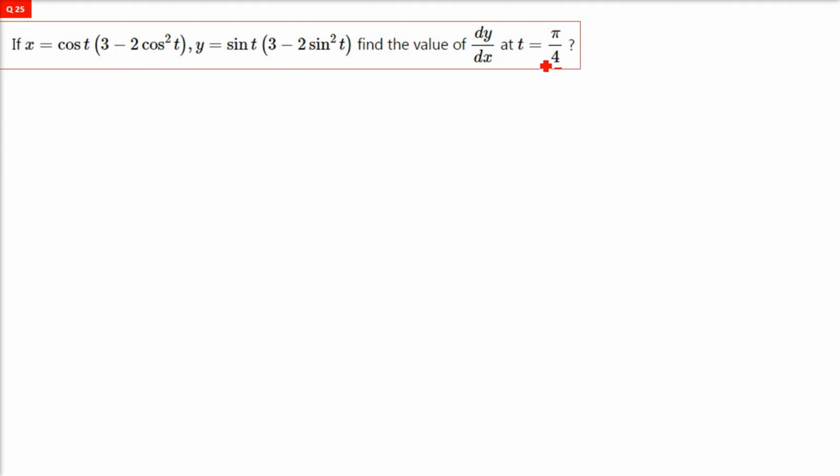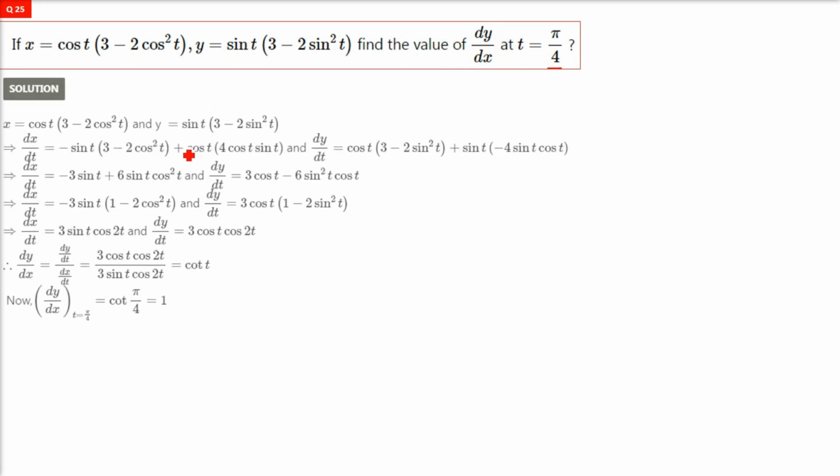Next one is t equals pi by 4. We have to find out dy by dx. So this is a very straightforward question. There's no trick here. We'll find out dx by dt, dy by dt and just divide them. So cos t, and I'm following the product rule. 3 will be 0 minus 2 cos square t will be 2 cos t. Cos t will be minus sin t. So minus minus becomes plus sin t. So it is 2 into 2, 4 cos t sin t. So you just write 4 cos t sin t.